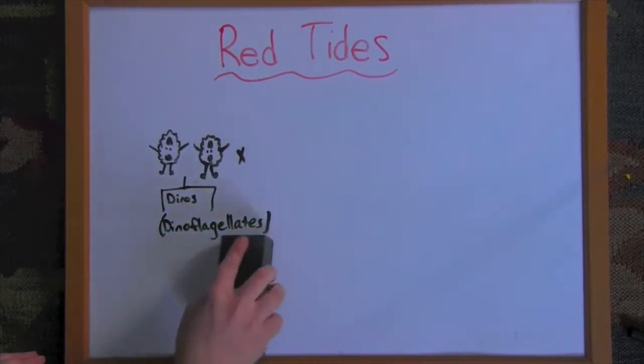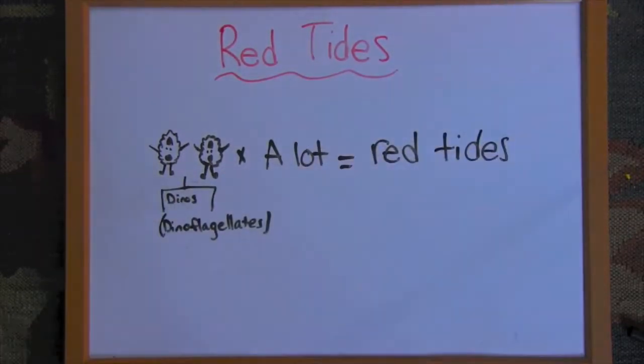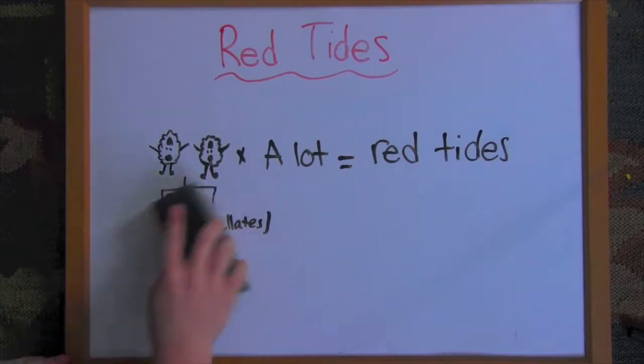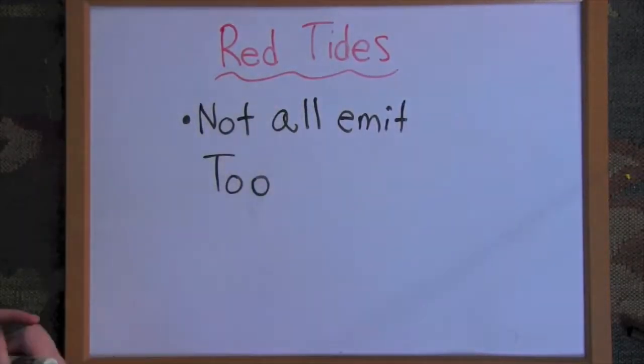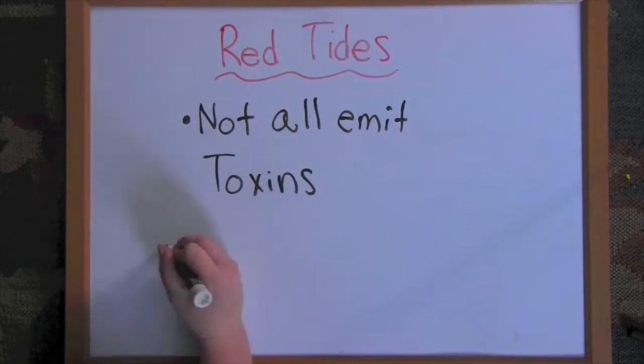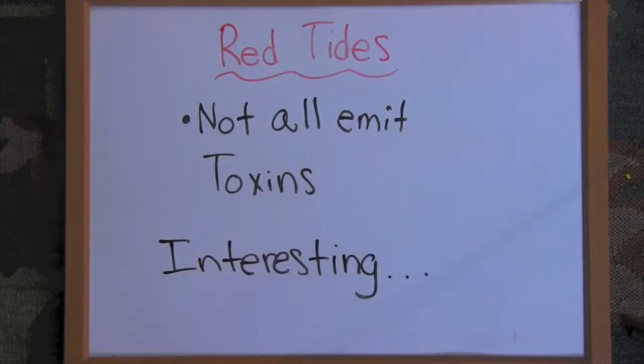Scientists have not been able to fully understand the environmental conditions in which these blooms occur. However, they do believe that the blooms are a product of specific nutrient and hydrographic conditions. Red tides are entirely made up of one species of dinoflagellates that grows quickly. Red tides are known for their emission of toxins, but not all red tides emit them. Interesting.